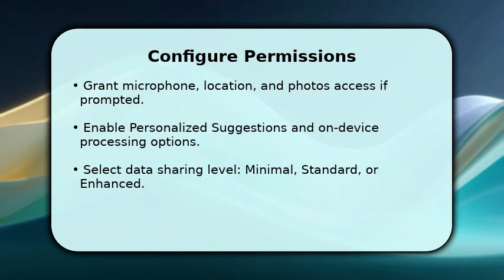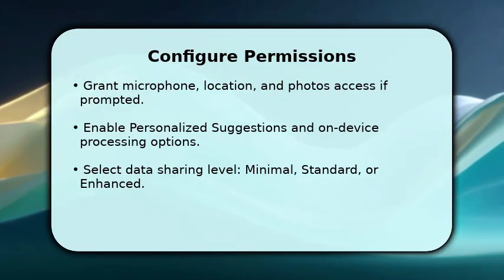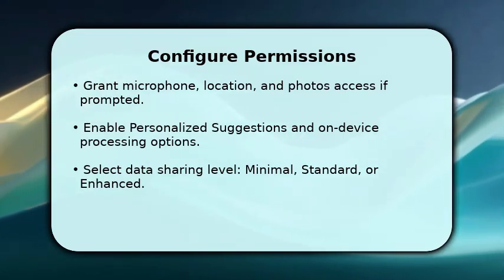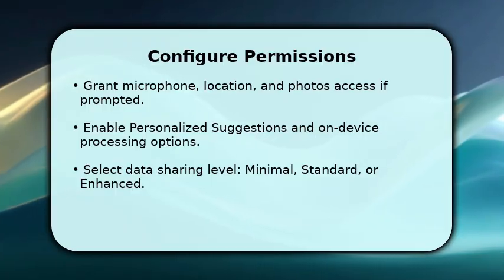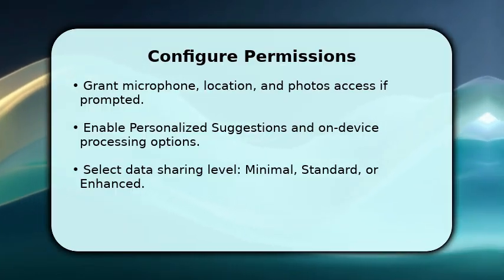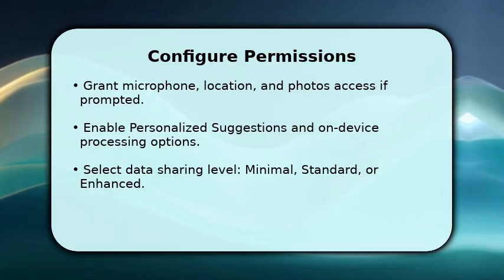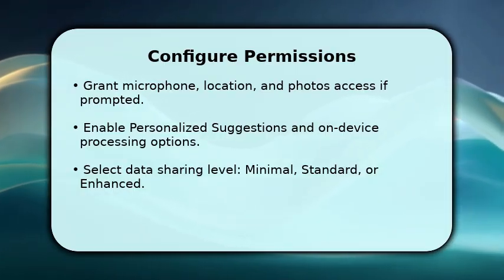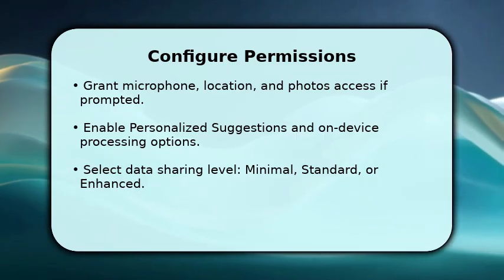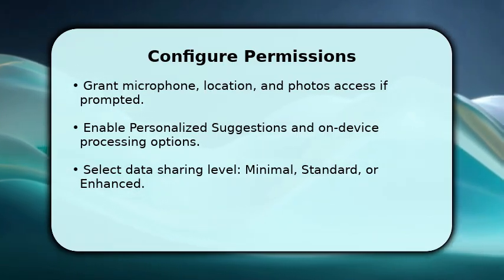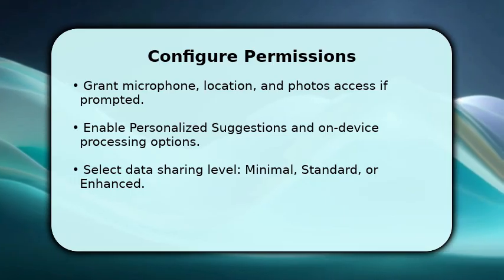You'll now grant specific permissions that power features. Allow microphone for voice interaction, photos access for image understanding, and location for contextual suggestions. Once allowed, tap Personalization and choose on device models to prioritize privacy and speed. This reduces cloud calls and improves responsiveness.